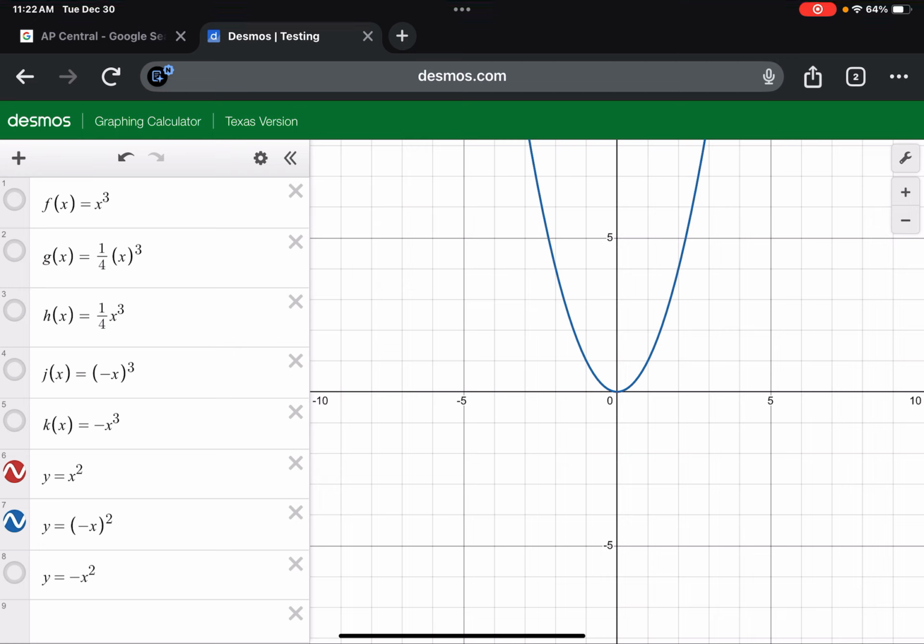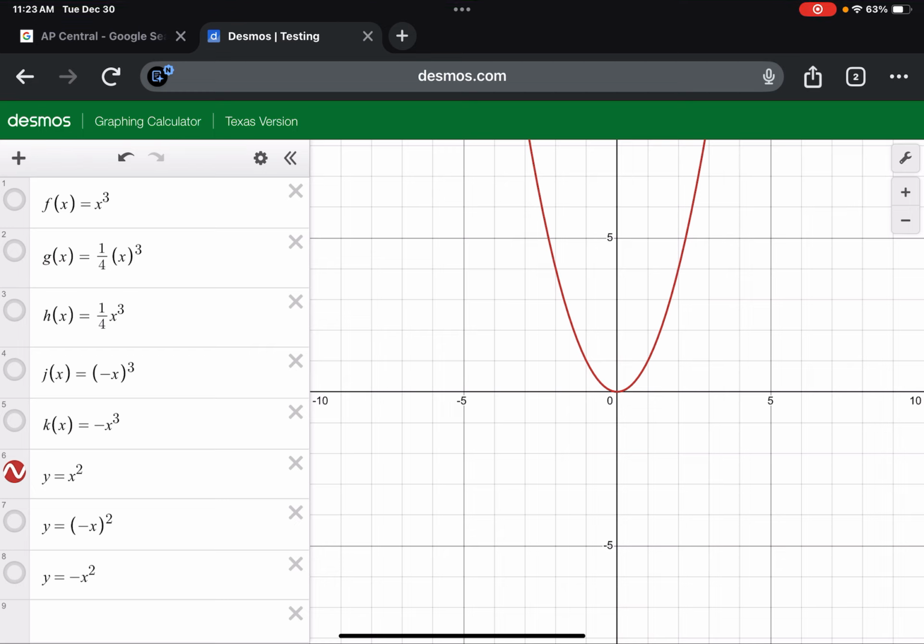Okay, so that negative on row 8, y equals negative x squared with no parentheses, that's changing my y values. So watch what happens when I graph that. That one reflects across the x-axis. My y values reflect across the x-axis. So your reflection rules are a little bit tricky, and I just wanted to point that out to you. But the shifts are really easy to see.